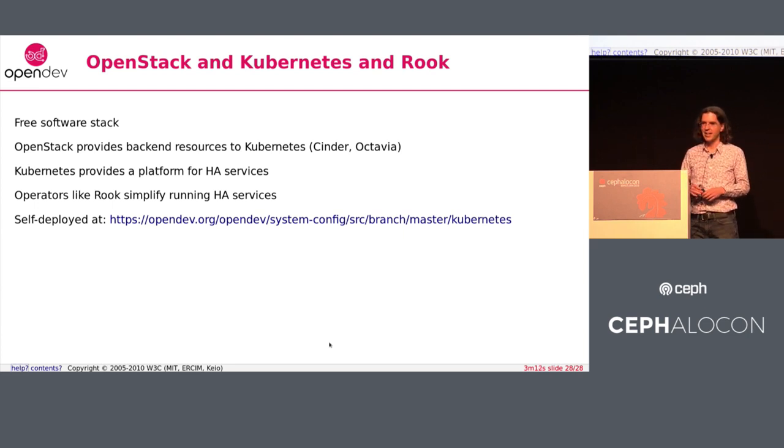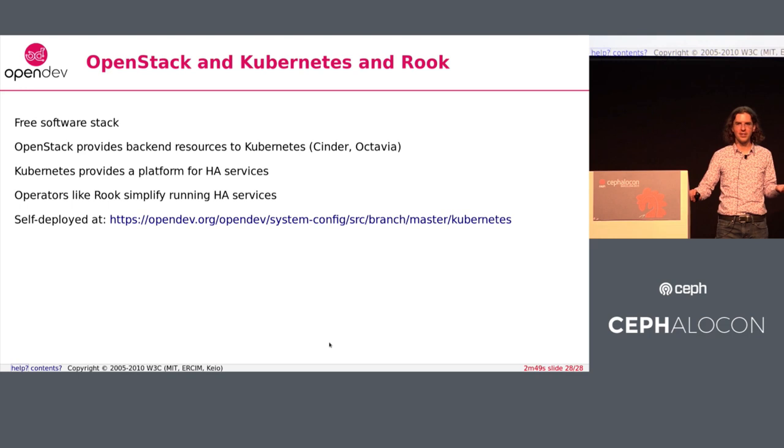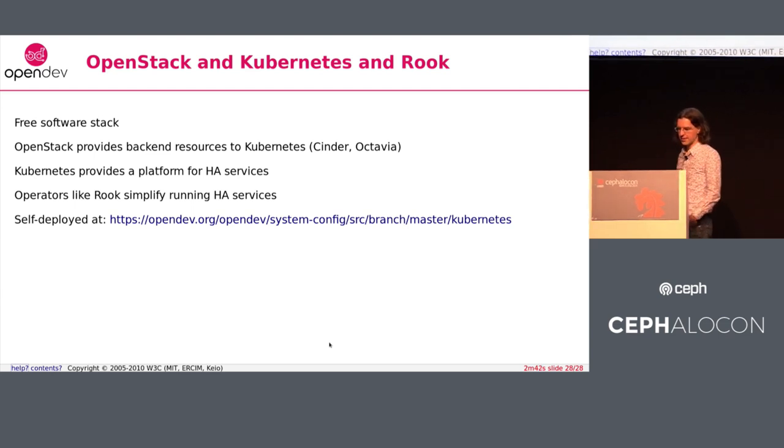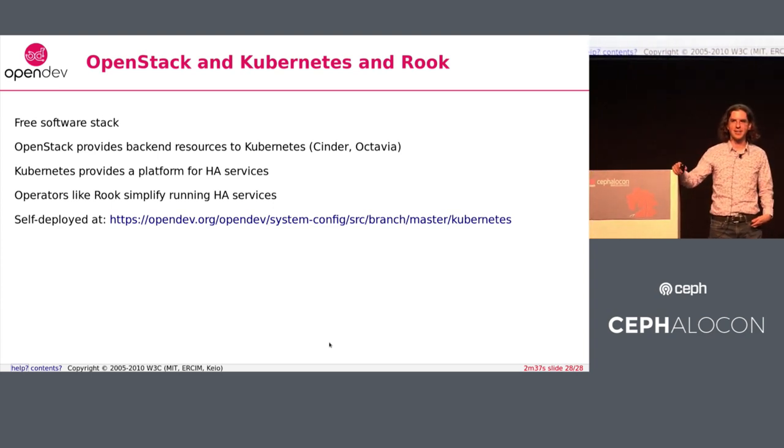Kubernetes and operators are great for managing these kinds of services. If you want to see any of the details of anything that I've shown you here, all of the Ansible playbooks, all of the Kubernetes YAML, everything is self-deployed by the system that I showed you, at this URL. It's in the system-config project. At that URL, you'll be able to browse all of our playbooks, all of our configuration files, everything that we use to continuously deploy the system itself. That's all I have. I think we have just a couple of minutes for questions, if anybody has any.